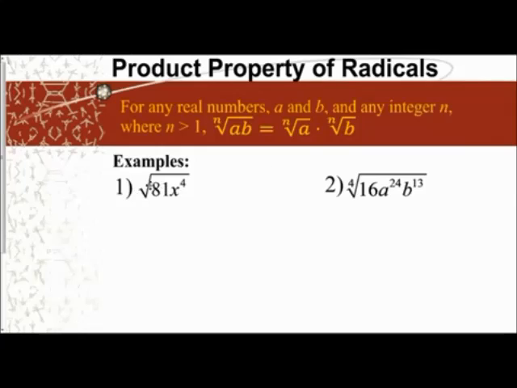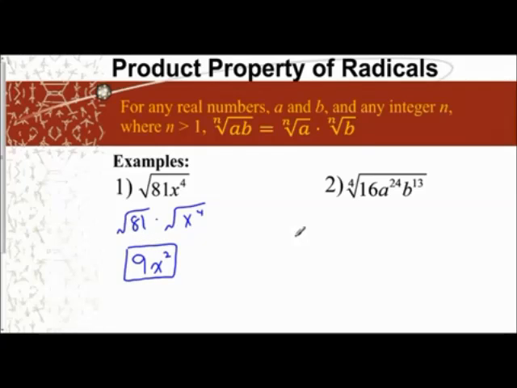So if we have the square root of 81x to the fourth, what you do is you split it apart. You do the square root of 81 times the square root of x to the fourth. Well, the square root of 81 is 9, and the square root of x to the fourth is x squared, because remember, you're taking the square root, you divide the 4 by 2, and there's nothing remaining inside. So you have 9x squared.